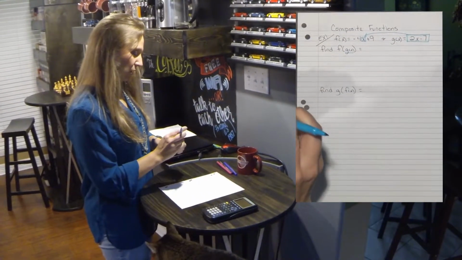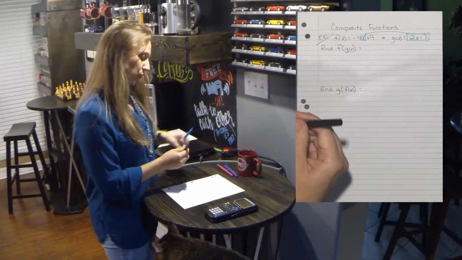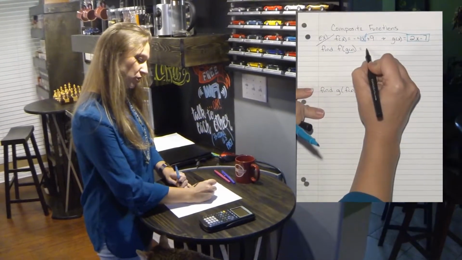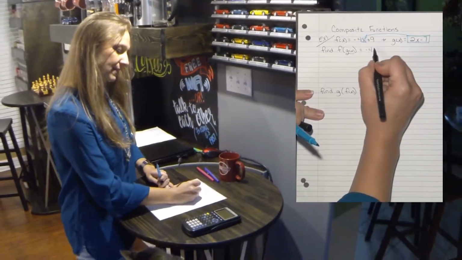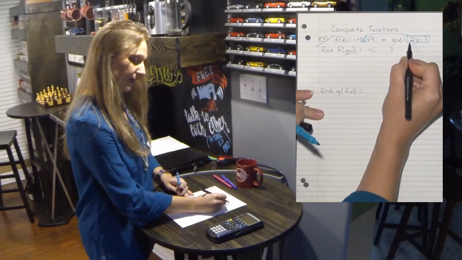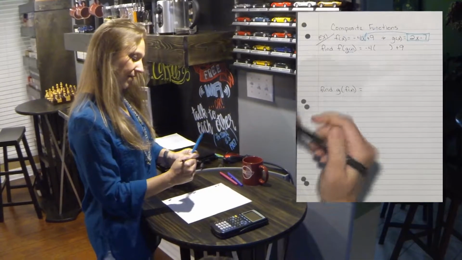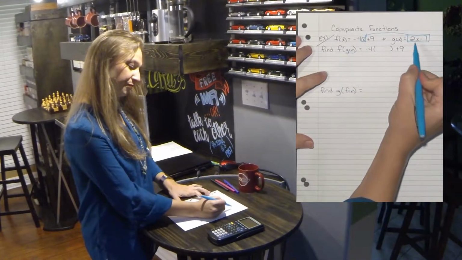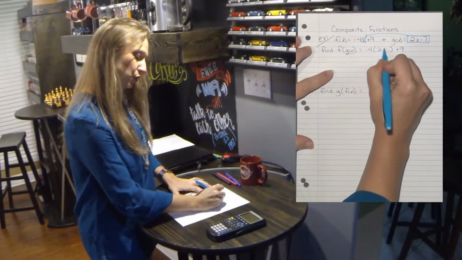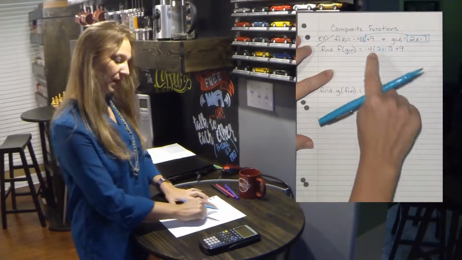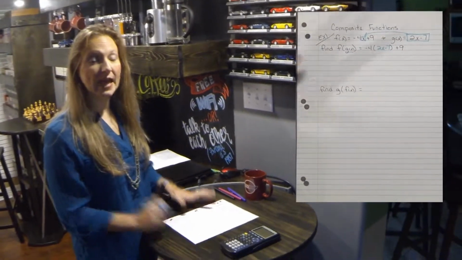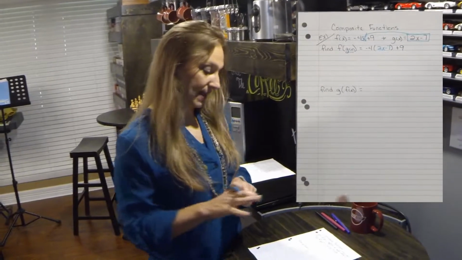So here is how it would look. I'm going to begin with this function, which is -4. When I get to the x, I'm going to put a parentheses because that is where I'm going to plug in the other function. And then I'm going to finish off that function. So I'm going to plug in 2x minus 7 in that parentheses. Now our only job is to simplify it down.